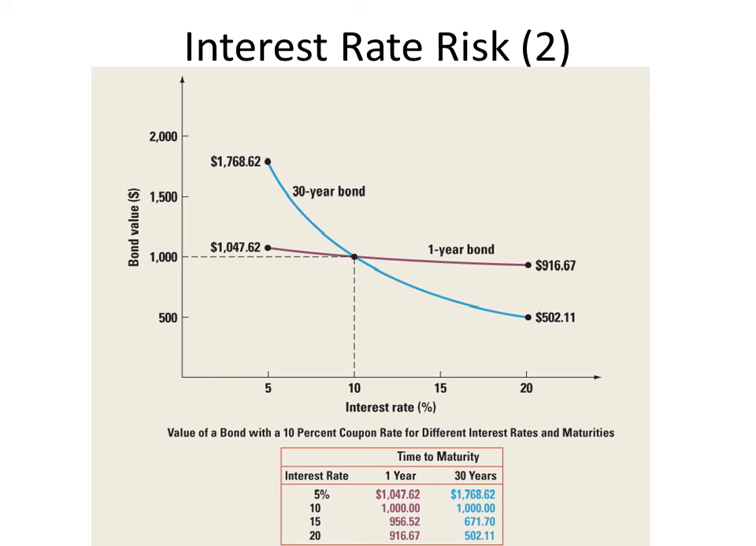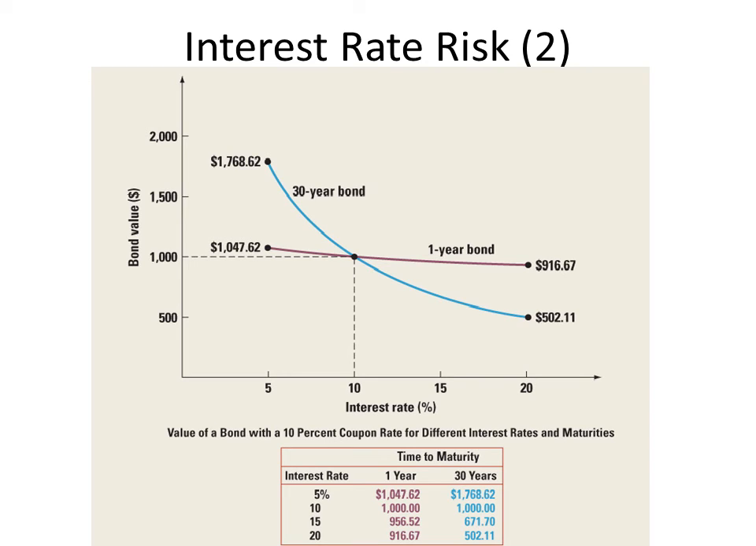We have two bonds. We've got a 30-year bond and a 1-year bond. Now these bonds both have 10% coupons. How can I tell? Well, for one thing, it's written on the slide, but even if it wasn't, I would know, because the interest rate or yield to maturity is the horizontal axis. At 10%, those bonds are both worth their face value of $1,000. Now we know that $1,000 is the default assumption for face value of a bond unless we're told otherwise. So we know these bonds have coupons of 10% per year.